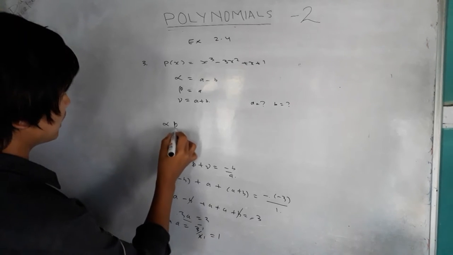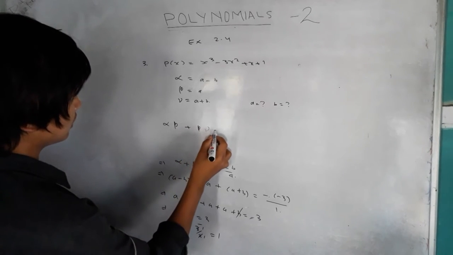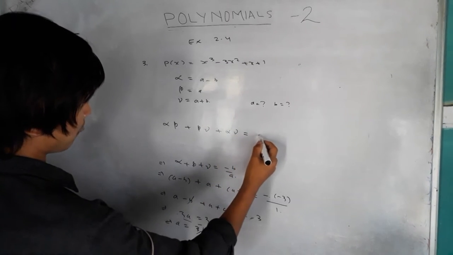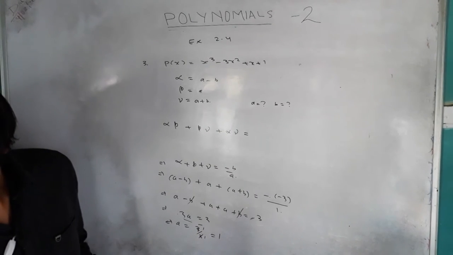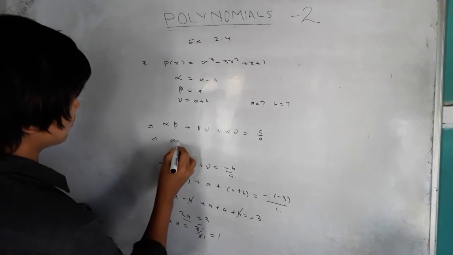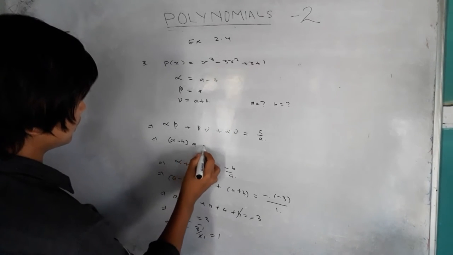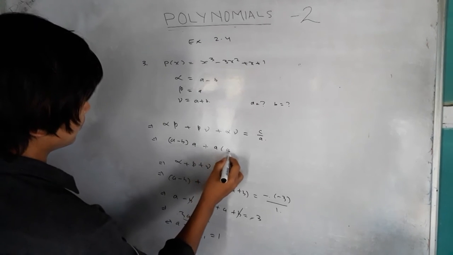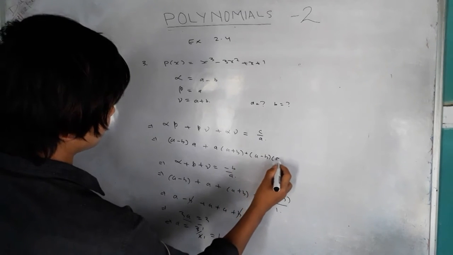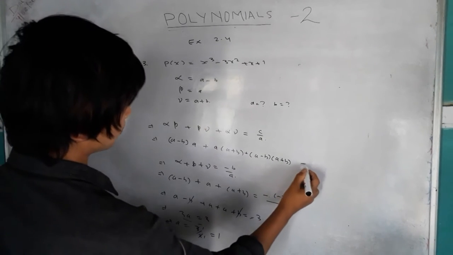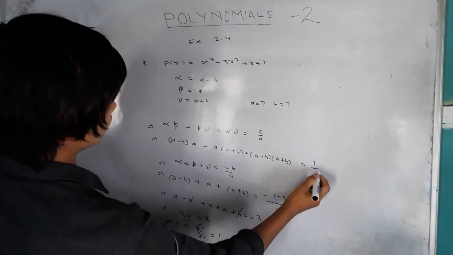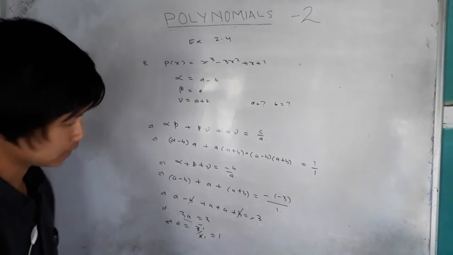Another relation: alpha beta plus beta gamma plus alpha gamma equals c by a. Alpha is a minus b, beta is a, and gamma is a plus b. I am substituting the values. What is our c? C is 1, and c by a, with a as 1, means it will be 1.